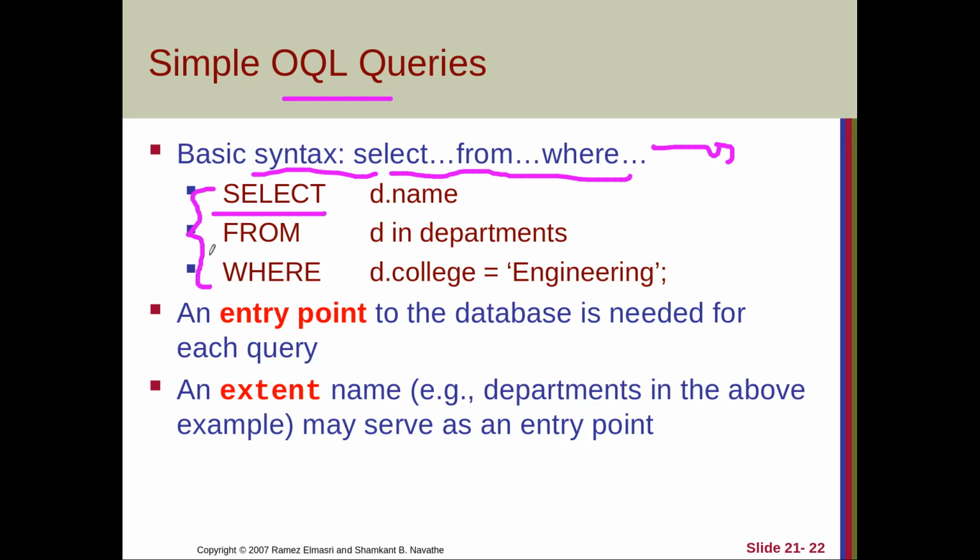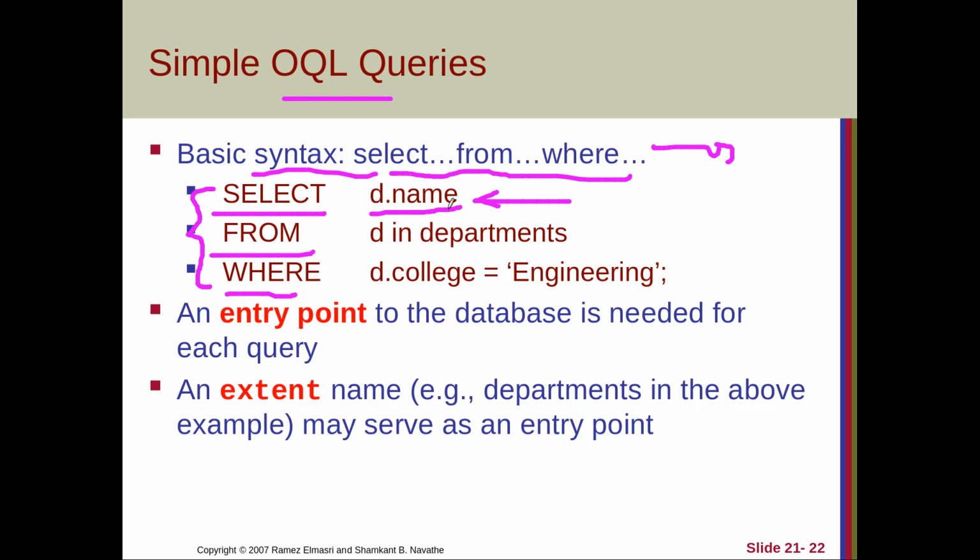So select from where. What are the elements associated with select, from and where? Select d dot name. You can have a confusion here. What is this D? I need to select only name, right? But I am using a D there, D dot name. I'll explain what that D is, but just listen to the entire query syntax now.